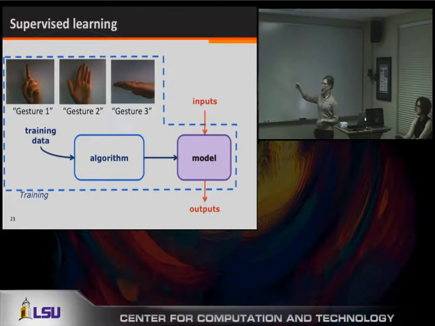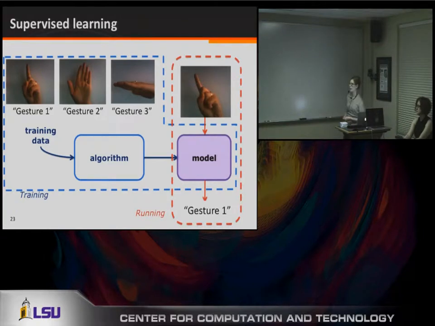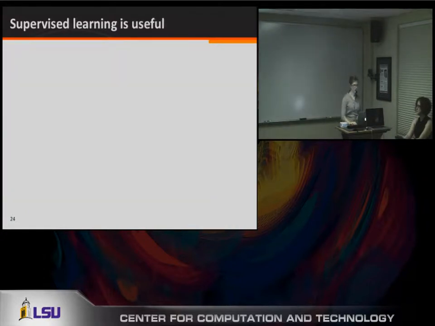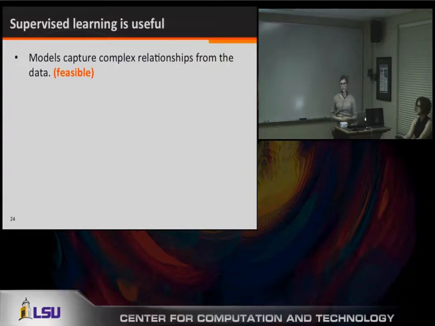And this data is going to be a set of example inputs, each paired with their corresponding output. So in this gesture example, my training data would be a bunch of maybe snapshots of hand gestures, each labeled with their appropriate label. And then the algorithm would build a model that, if everything goes well in the future, I can give the model a new input, and it's going to apply an appropriate output, in this case, gesture 1.